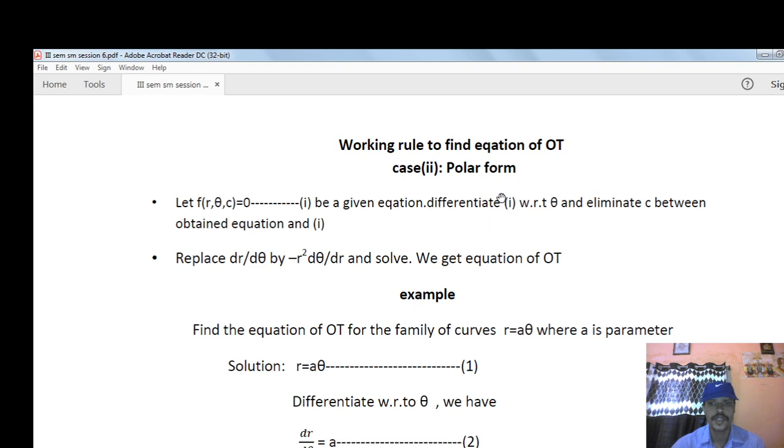Again, if the arbitrary constant c is present in the obtained equation, first of all we have to remove that from the obtained equation and the given family of curves. After removing c, apply the orthogonal condition of the polar form, and this is the orthogonal condition in the polar form. Replace dr by d theta by minus r square d theta by dr and then solve. The solution itself is the equation of OT.